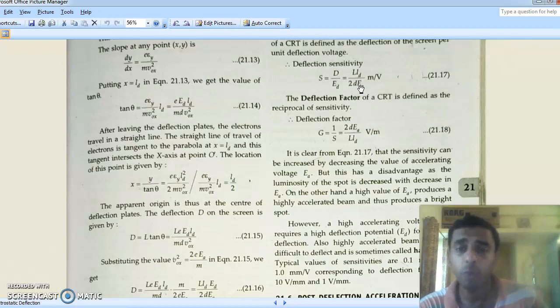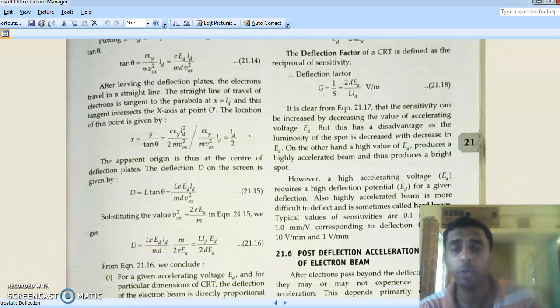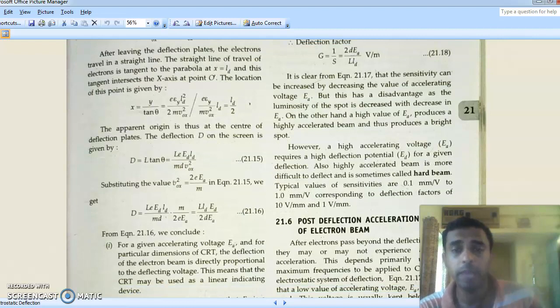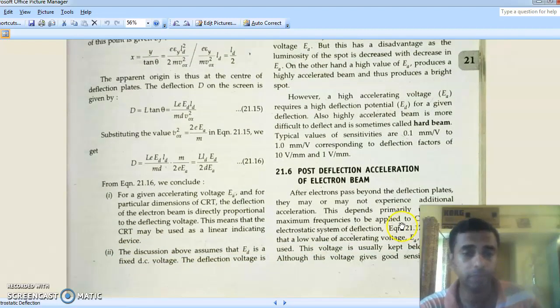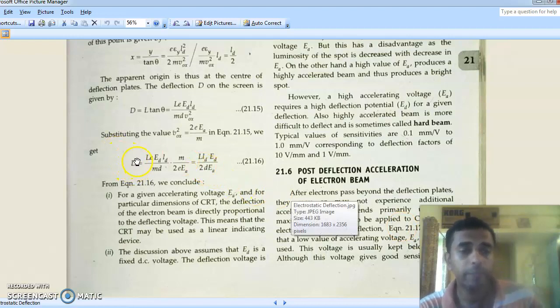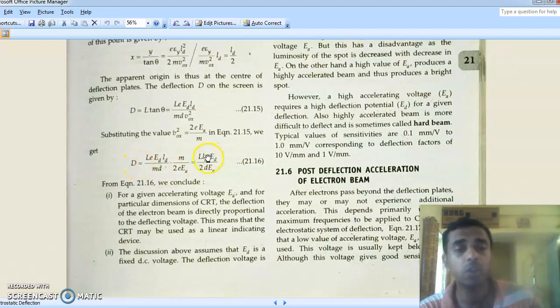So if we keep the accelerating voltage at a high value, then what happens? If we keep the accelerating voltage at a high value, then to cause the corresponding deflection, to get a given deflection, the ED also should be a very high value, because this is a very high value. That is, the voltage across the deflection plate system also should be a very high value.